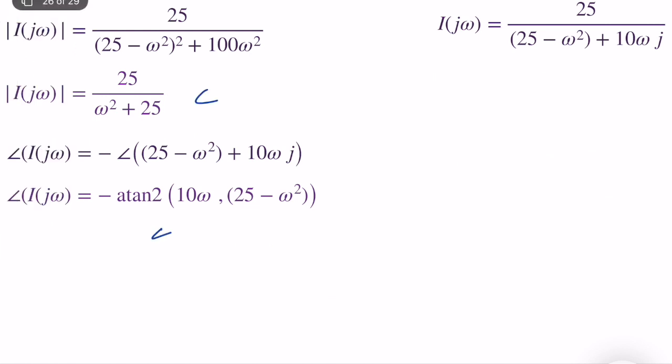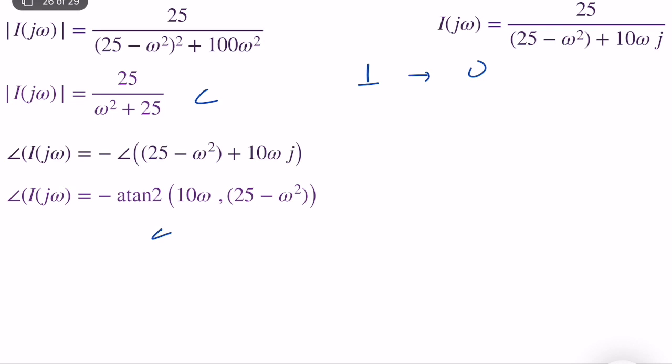Let's try to understand what's happening when I change omega. As you can see, as I change omega, the magnitude starts from 1 and goes to 0.